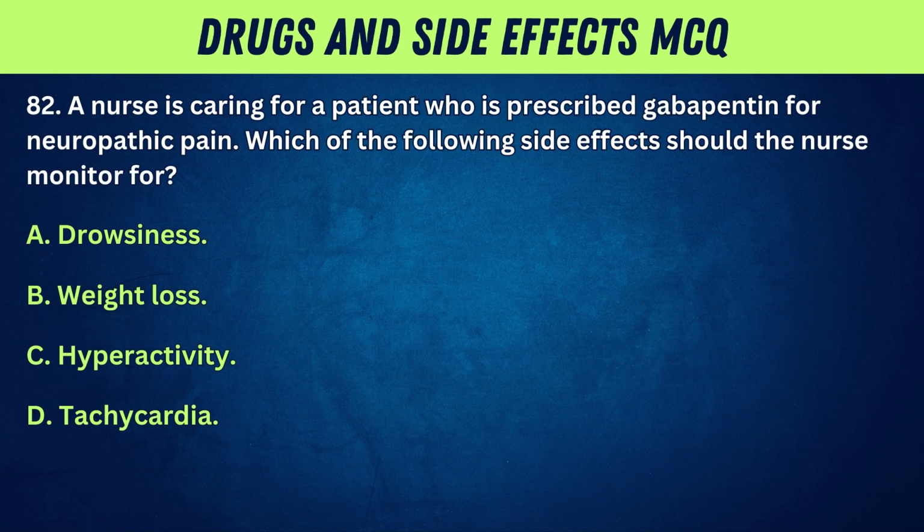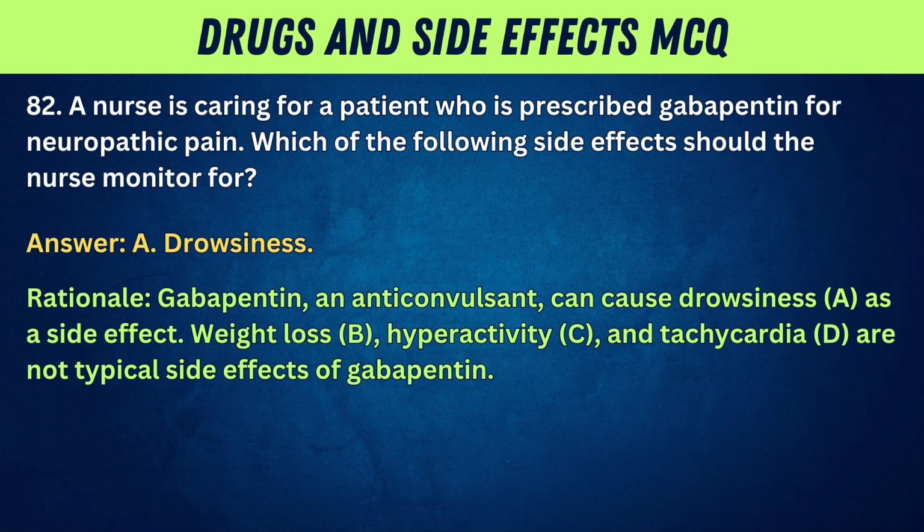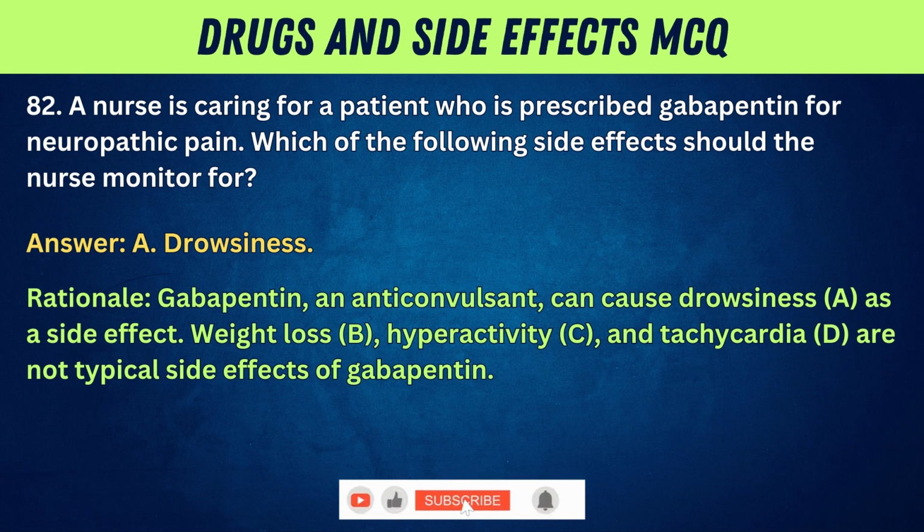82. A nurse is caring for a patient who is prescribed gabapentin for neuropathic pain. Which of the following side effects should the nurse monitor for? A. Drowsiness. B. Weight loss. C. Hyperactivity. D. Tachycardia. Answer: A. Drowsiness. Rationale: gabapentin, an anticonvulsant, can cause drowsiness as a side effect. Weight loss, hyperactivity, and tachycardia are not typical side effects of gabapentin.